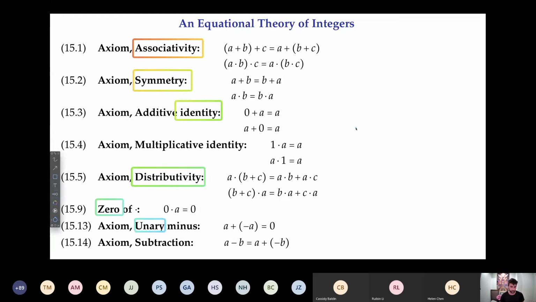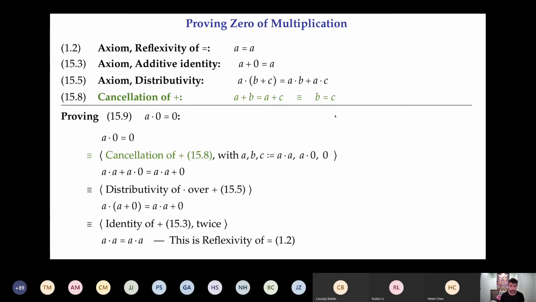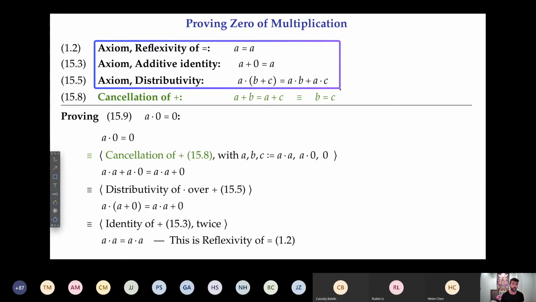All right. So let's look at cancellation of plus, because unlike the first three, cancellation of plus is kind of special. You'll notice that these are just equalities, whereas this one has an equivalence. So you definitely need to be comfortable with basic uses of equivalence like 15.8.